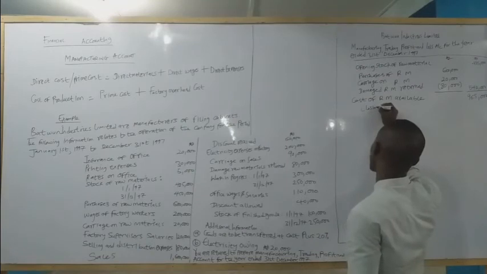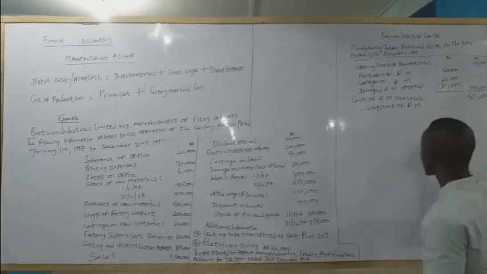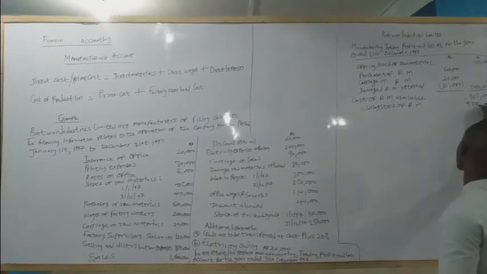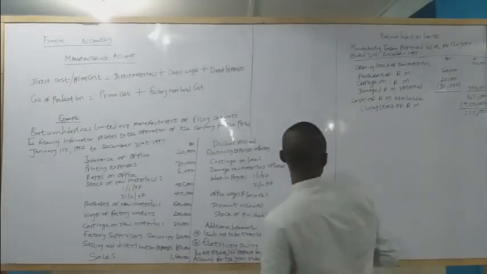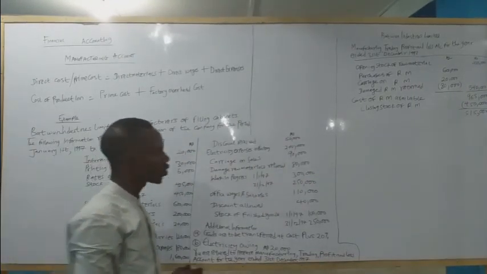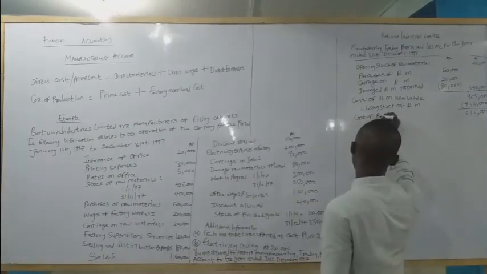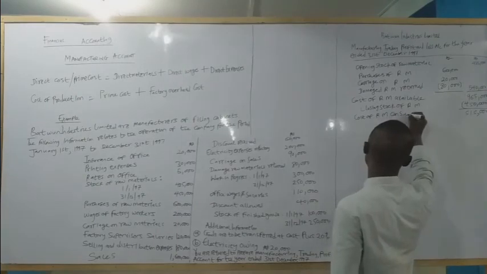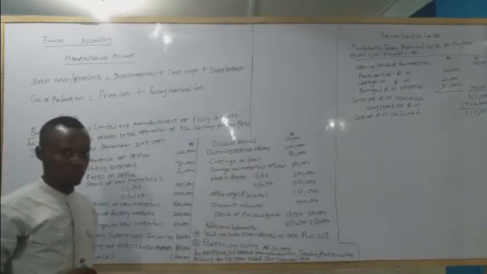Closing stock of raw materials. How much? 450,000. Remove it. So it becomes 515,000. So this one will now be what? Cost of raw materials consumed.